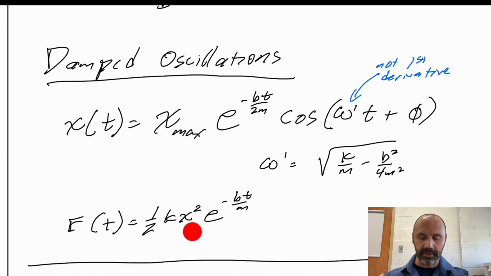Energy then, the total energy decreases according to e to the negative bt over m. You get used to seeing this. You see this a lot. This form of an equation, even in E and M, shows up.